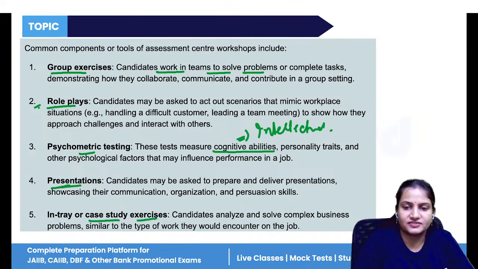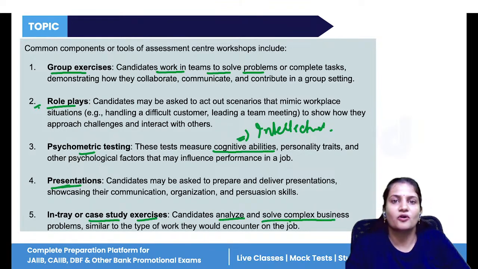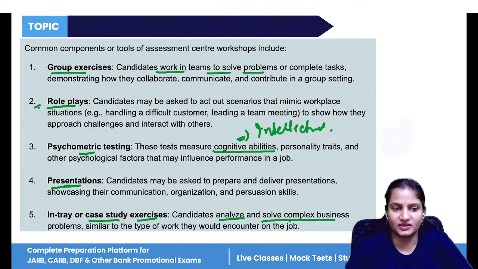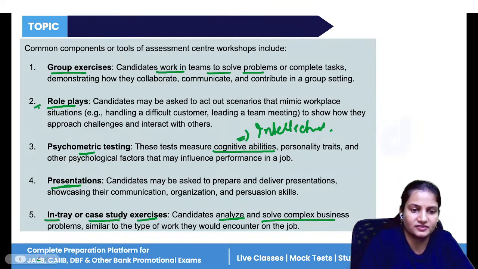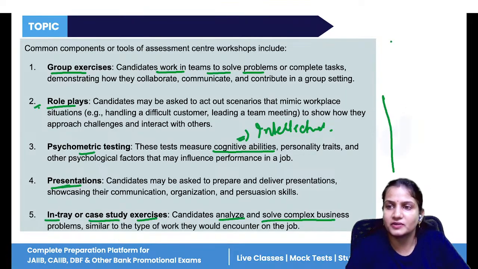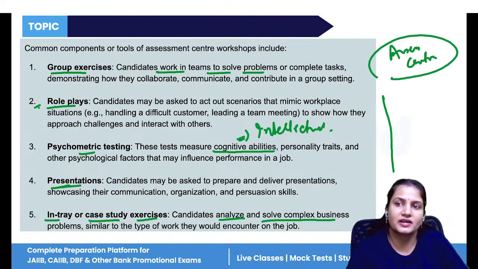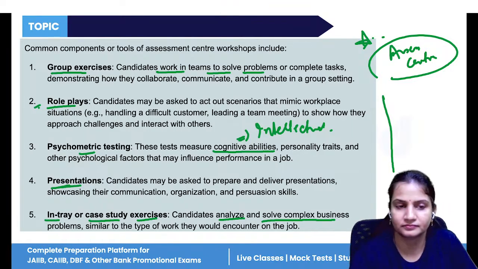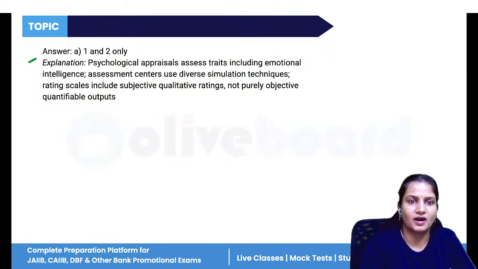And case study exercise, where they will give you complex business problems to solve. They will give you different circumstances, and then the manager will ask how you are going to perform in this type of circumstance. That is called in-basket or case study exercise. So these are all the methods of assessment centers, and it's a very important topic. Every year a question comes from it. So one and two are answered.